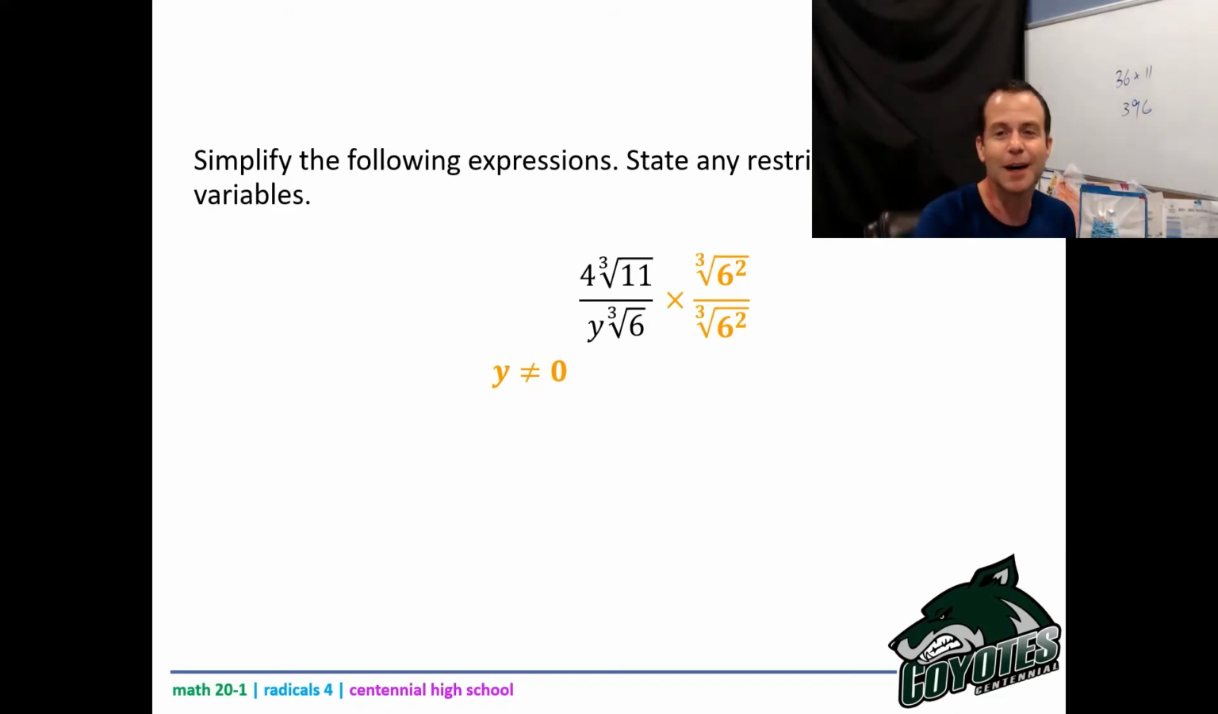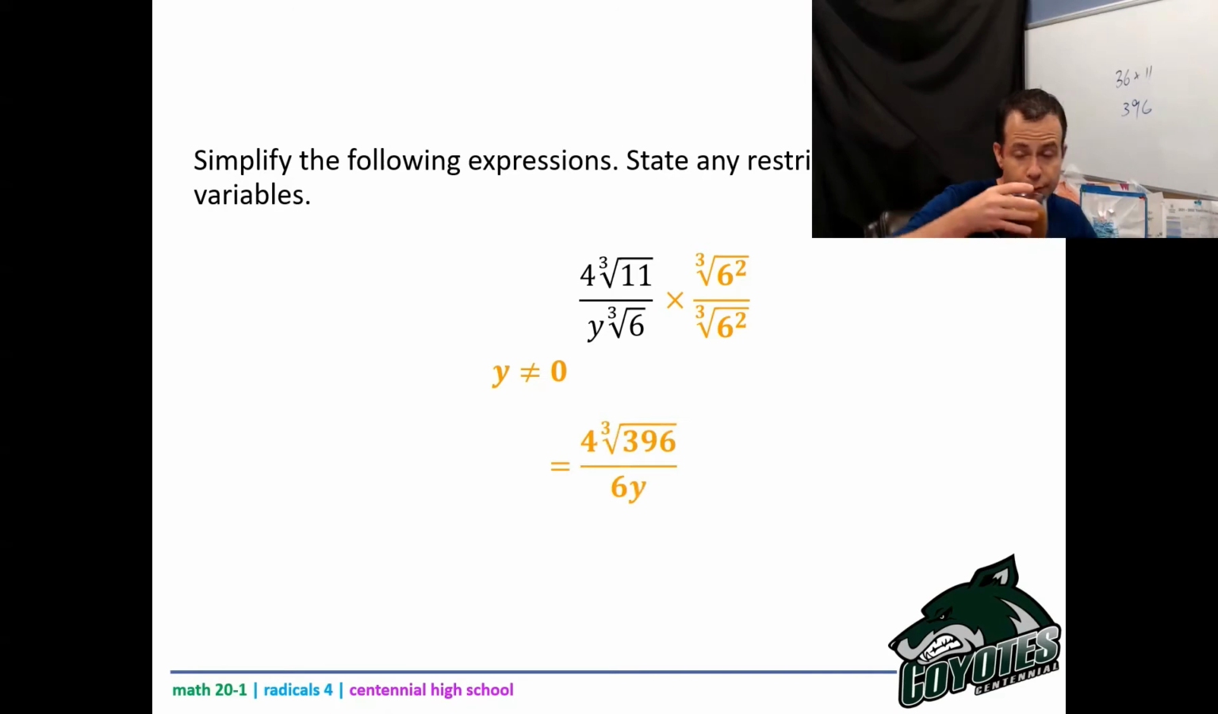So I end up with 4 cube root of 396 on top. And then on the bottom, I end up with y and the cube root of 6 cubed. Well, what's the cube root of 6 cubed? It's just 6, right? And so on the bottom, I'm going to end up with 6y, which was the point. That's why I chose to multiply it by cube root of 6 squared. So I've got 4 cube root of 396 over 6y.